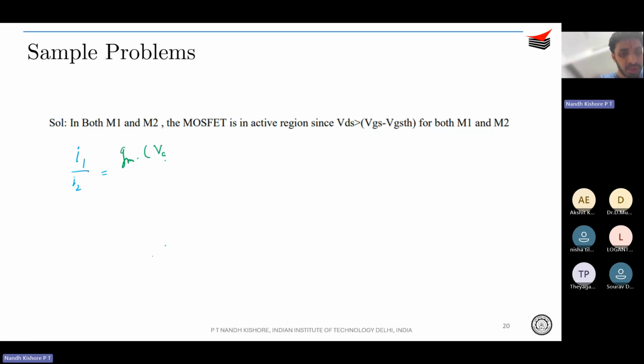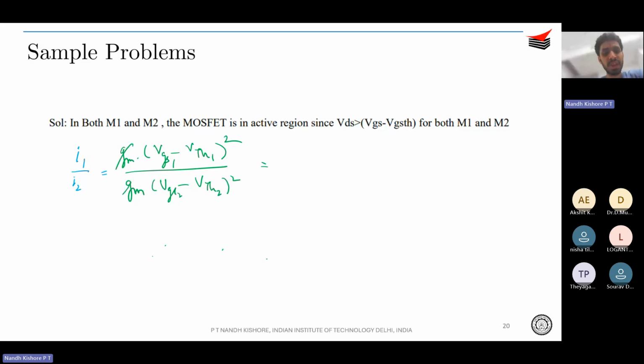Gm into (VGS1 minus VTH1) the whole square, divided by Gm into (VGS2 minus VTH2) the whole square, right? So Gm gets cancelled. They have not given anything about that, but we will assume that Gm is the same. So what is the ratio?